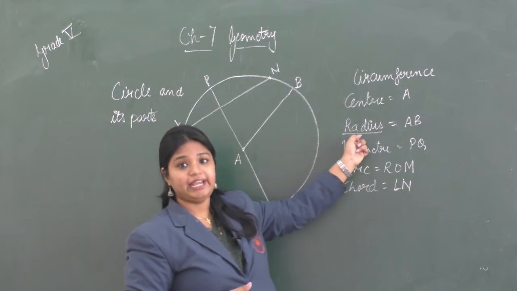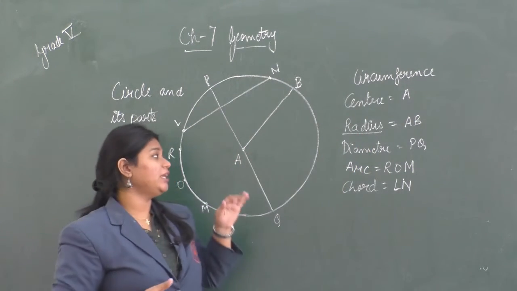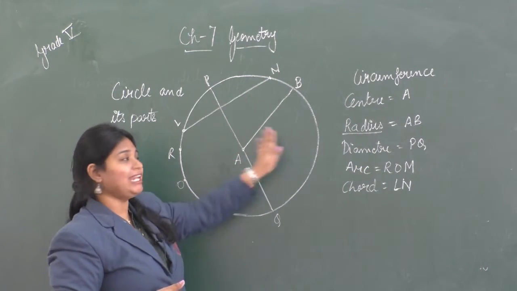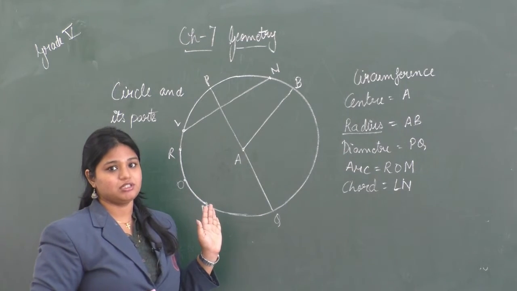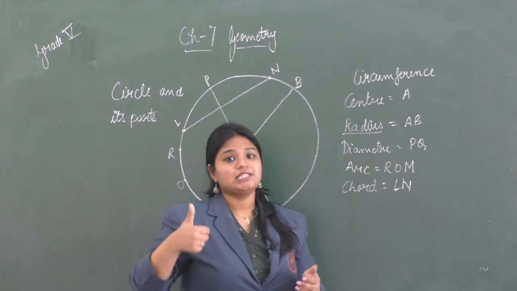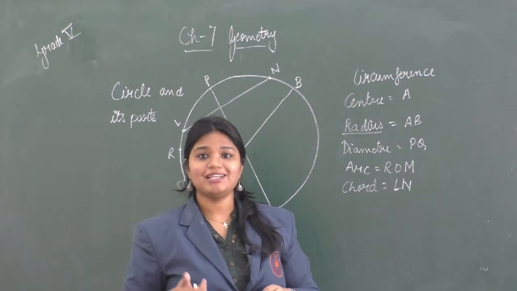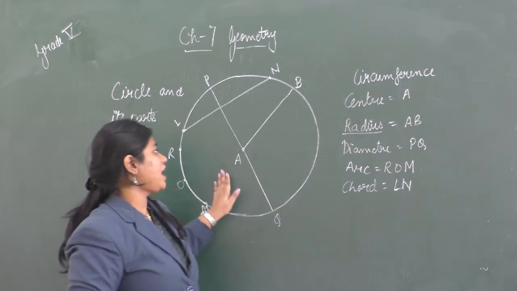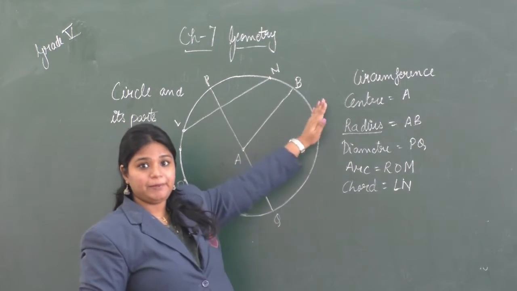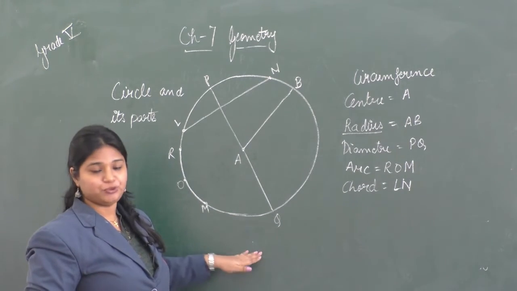Next we have radius. Now the radius of a circle is the distance between the center of the circle and any point on the circumference of the circle. Now all the radii are of equal length. In singular we say radius, but when we talk about plural it is termed as radii. So here we have a radius AB. We can also say that there is another radius AQ.